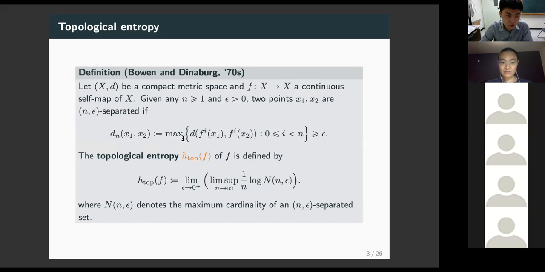using the maximum along the orbit. Then the topological entropy of f is defined by these two limits. First, we take the logarithm of capital N(n, epsilon), which means the maximum cardinality of an (n, epsilon)-separated set, which is a finite set. This is a finite number because X is a compact space. Then we take log N divided by n, take the limsup, then take the limit as epsilon goes to zero. This is the so-called topological entropy, which is quite analytically involved.